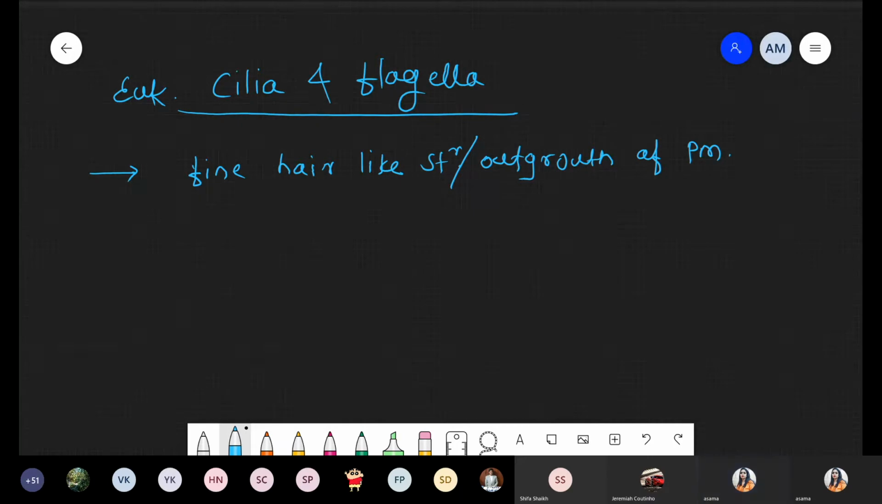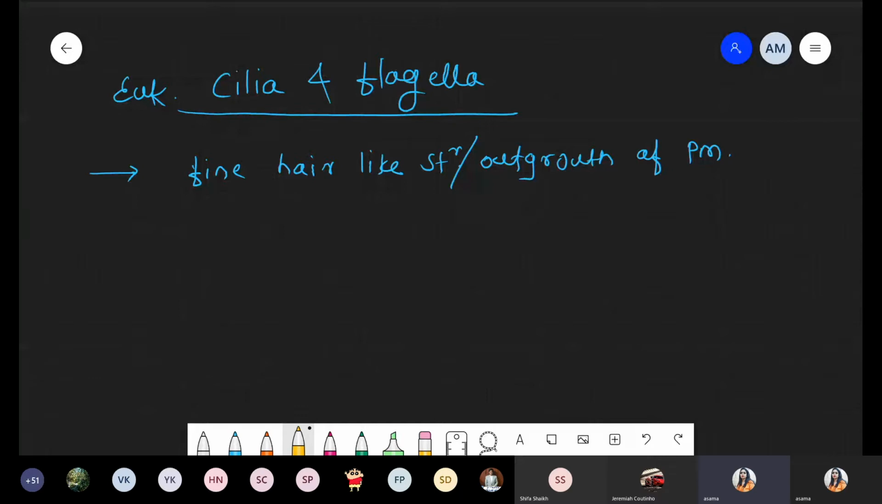Now, similarly, when we are talking about prokaryotic flagella, it consists of three parts, that is basal body, hook part and the filament. Remember, prokaryotic flagella is made up of three parts: basal body or basal plate, second one that is hook, and the third one that is filament.